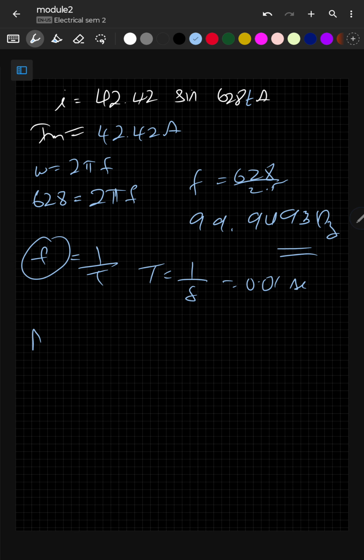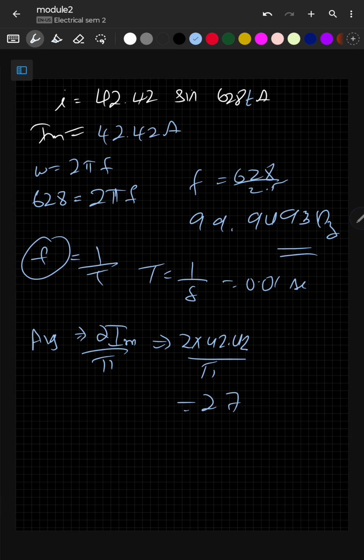Next is average value. Average value is what? 2 Im by pi. So 2 into 42.42 divided by pi. That is going to be 27.0054.